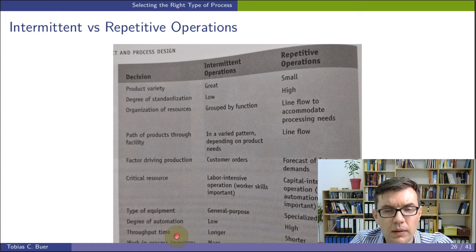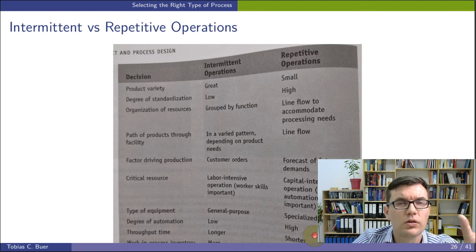The throughput time, so the time from the start of the manufacturing process until the end of the manufacturing process, is typically longer for the intermittent operations and shorter for the repetitive operations. Work in process inventory, so how much inventory is required to support the manufacturing process. For the intermittent operations, usually we have higher work in process inventory, and for the repetitive operations, a lower work in process inventory.